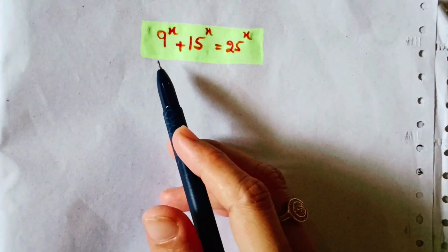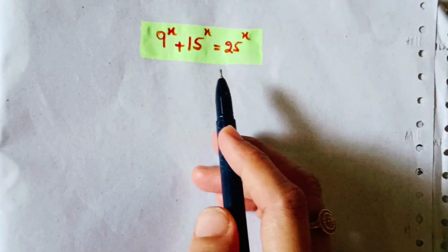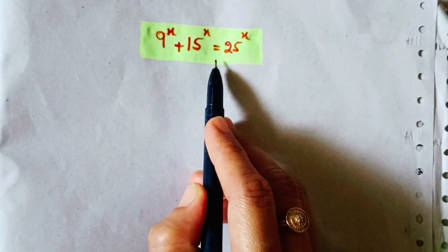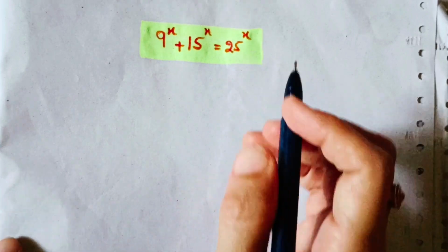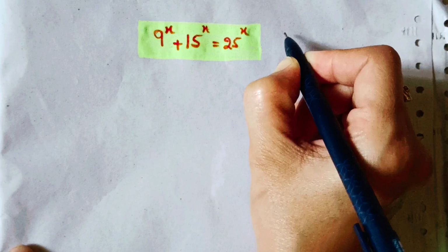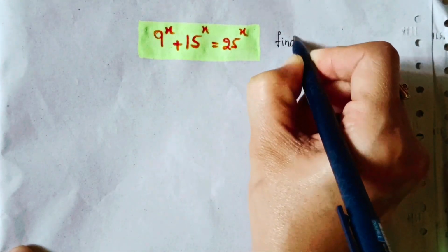I'm here with a new algebra question. Okay, so let's see this question. Our question is 9 power x plus 15 power x equal to 25 power x, and we need to find out the value of x. Okay, what we have to find? We have to find out the value of x.